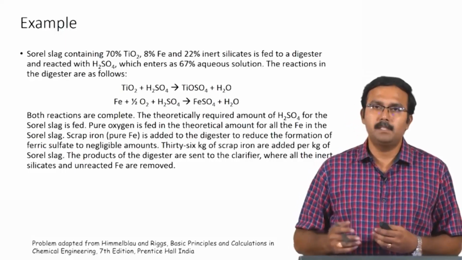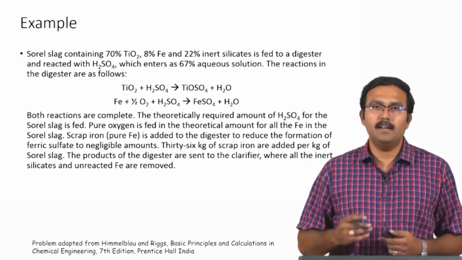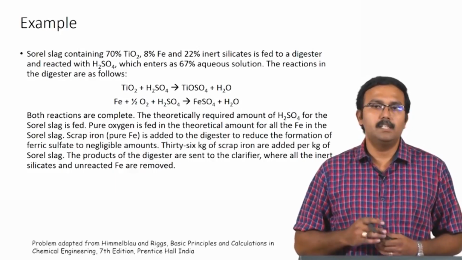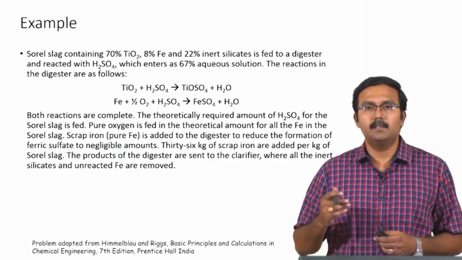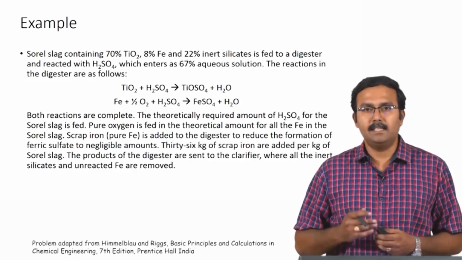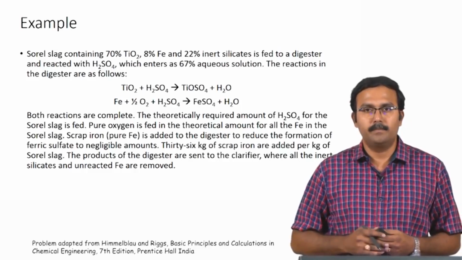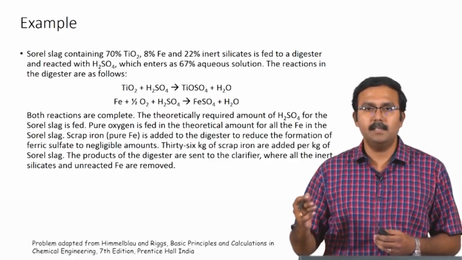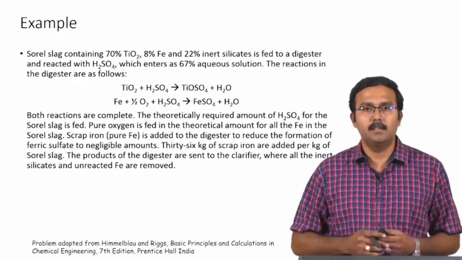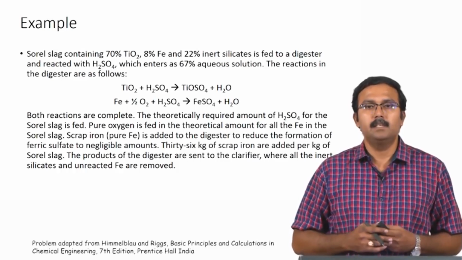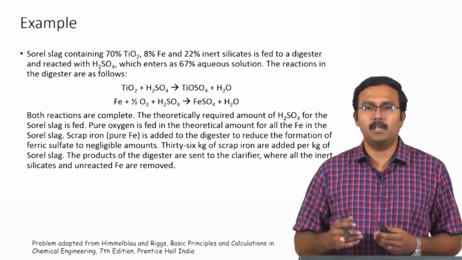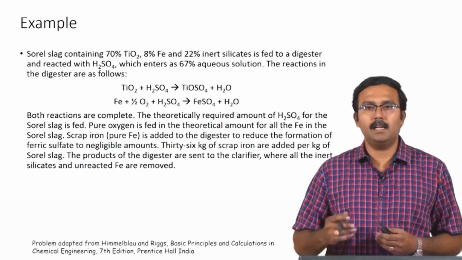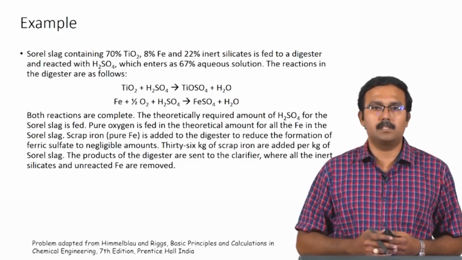So, the example problem states that sorrel slag containing 70% titanium dioxide, 8% iron and 22% inert silicates is fed to a digester reacted with sulfuric acid, which enters as 67% aqueous solution. The reactions in the digester are given, where titanium dioxide reacts with sulfuric acid and iron also reacts with sulfuric acid. Both reactions go to completion. The theoretically required amount of sulfuric acid for the sorrel slag is fed. Pure oxygen is fed in the theoretical amount for all the iron in the sorrel slag.